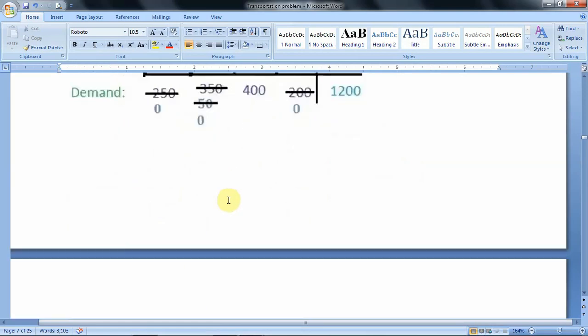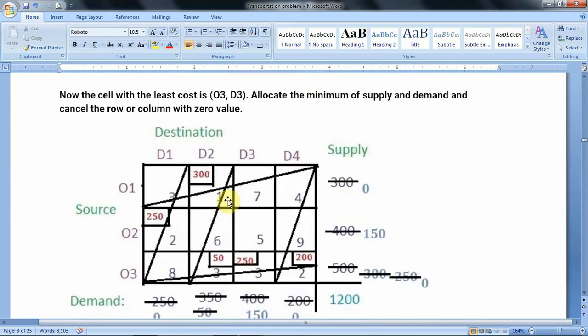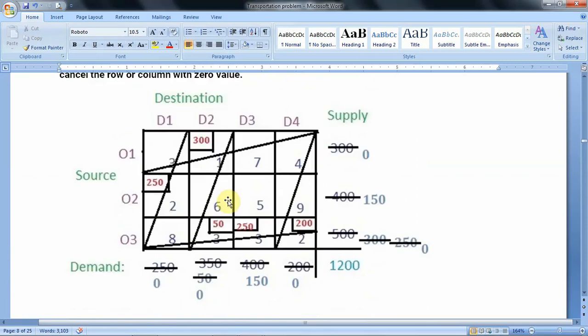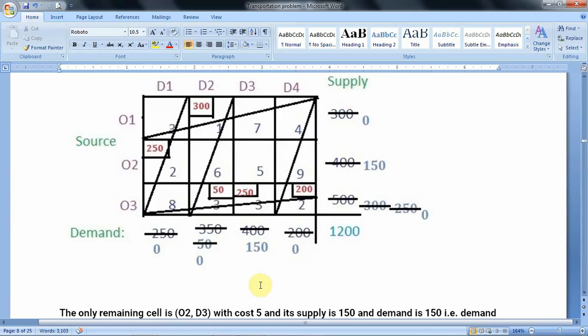Okay, next, the least cost value is again the O3 D3 cell. So 250 units can be allocated to that O3 D3. So here 0 units are left. Here 400 minus 250, the remaining are 150 units. So the O3 line, the third row, is crossed out because that line is satisfied.